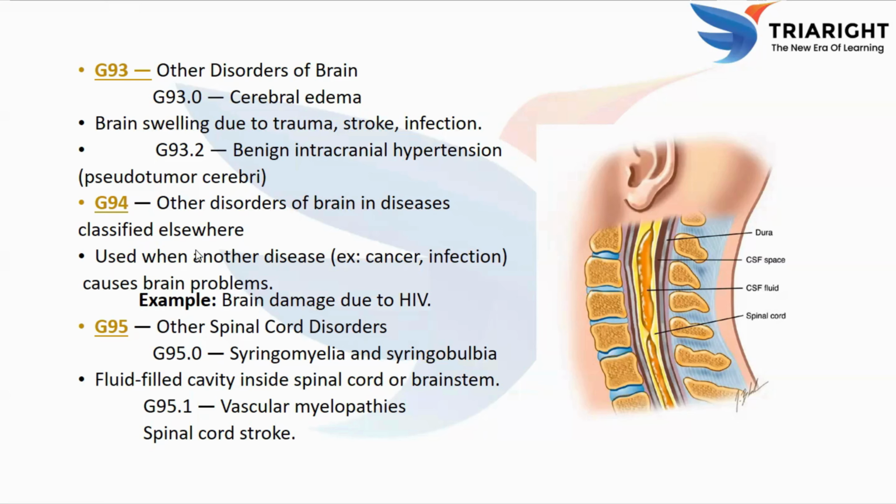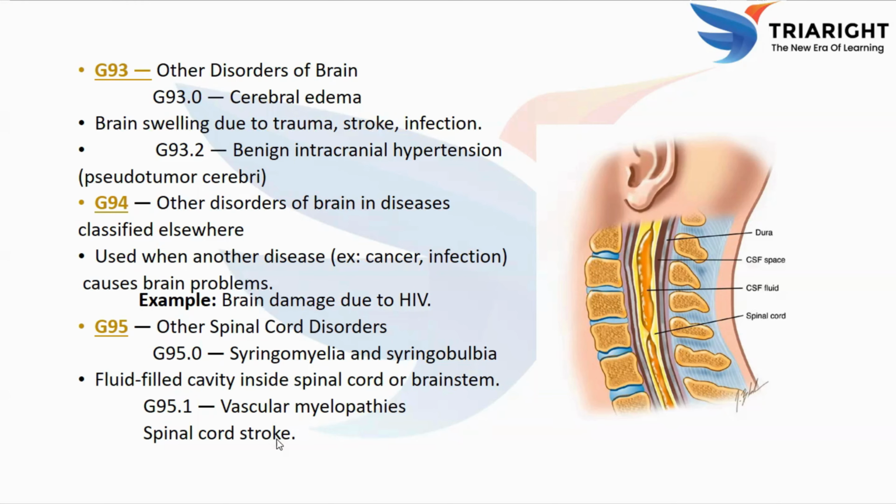Okay. So next coming to G95, it's other spinal cord disorders. So what do you mean by other spinal cord disorders? So these codes describe conditions affecting the spinal cord itself. G95.0 is a subcode. It is for syringomyelia and syringobulbia. So what do you mean by syringomyelia? A fluid-filled cavity called a syrinx forms inside the spinal cord or brainstem. So this cavity expands and damages the nerve pathways.